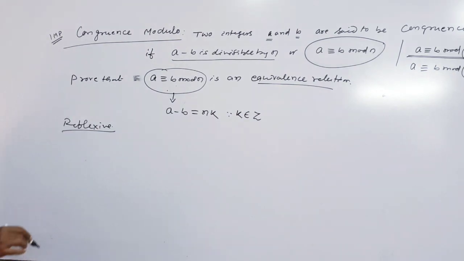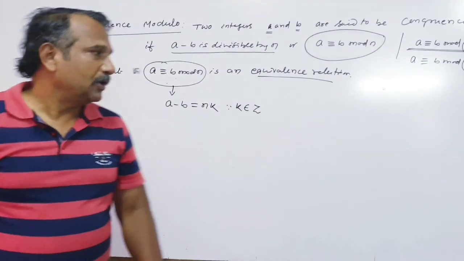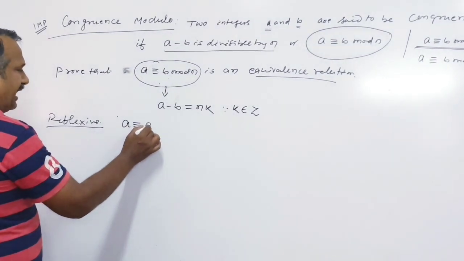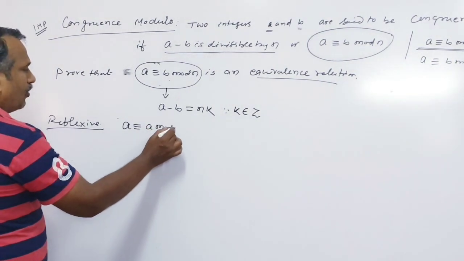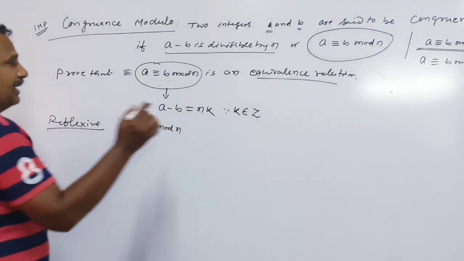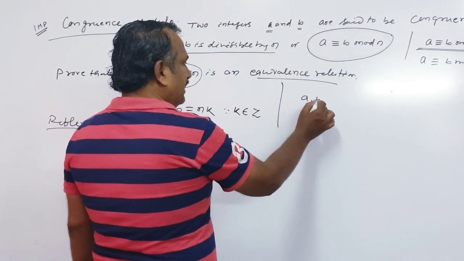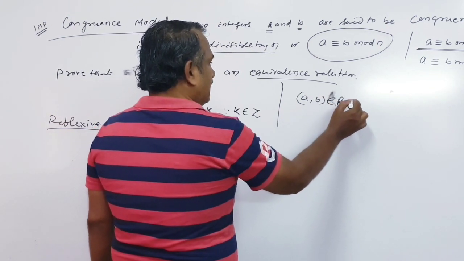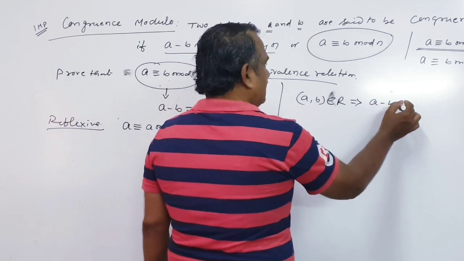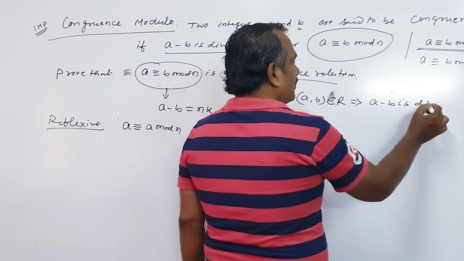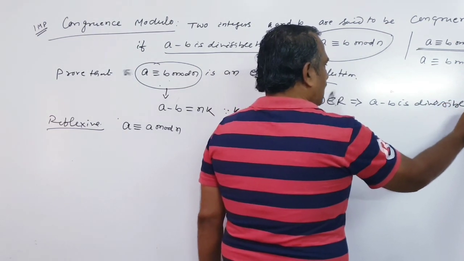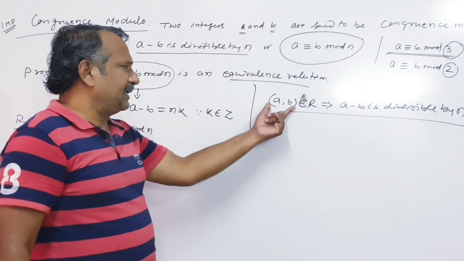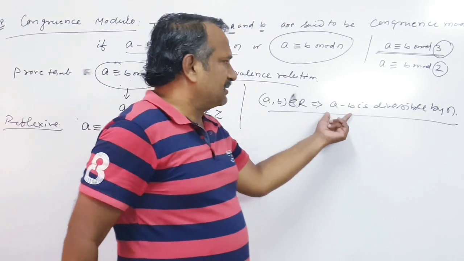What is reflexive? A is related to A. Now here, A is congruent to A mod n. Or in some books it is given as: (a, b) belongs to R implies a minus b is divisible by n. Same thing. The other form: if (a, b) belongs to R, then a minus b is divisible by n.